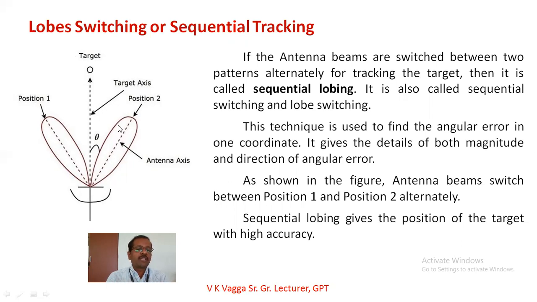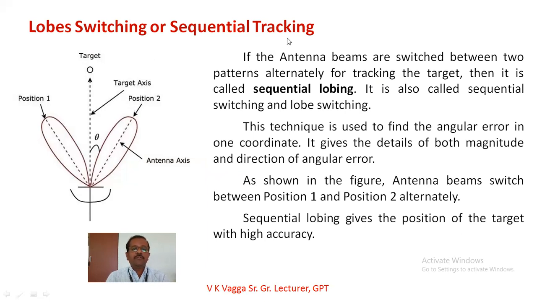So position 1 and position 2 are interchanged alternately, and according to that it can send the information of the target to the antenna. This is called lobe switching. Position 1 and position 2 are also called lobes. Alternately, it switches between position 1 and position 2, and according to its parameters, it identifies the location of the target.